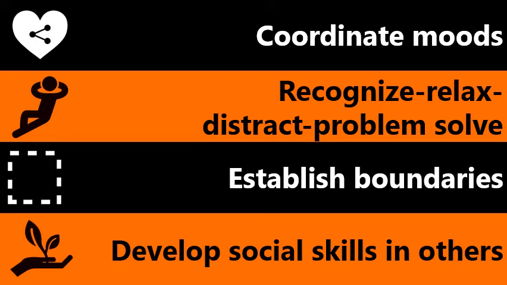We're going to talk about social awareness and relationship management today. Specifically, we're going to talk about the importance of coordinating moods. We'll talk about how to help other people regulate their emotions using the same recognize, relax, distract, problem solve method that we talked about in regard to self-regulation. We'll talk about the importance of establishing boundaries with people. And then we'll talk about the importance of developing social skills in others. First, we'll talk about the importance of coordinating moods.